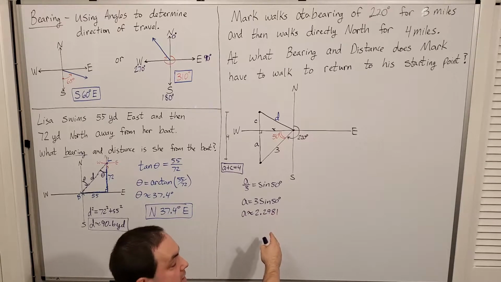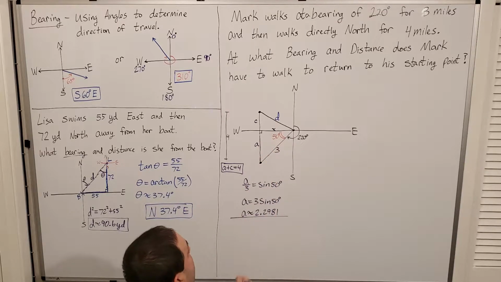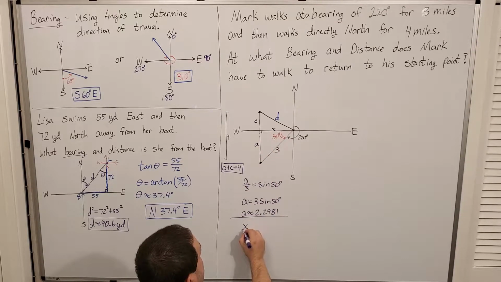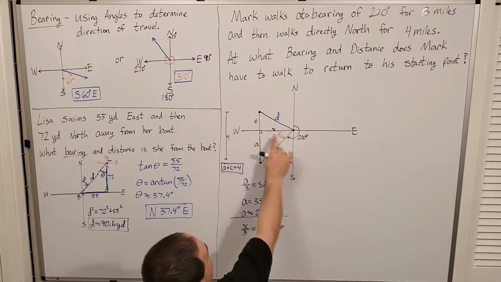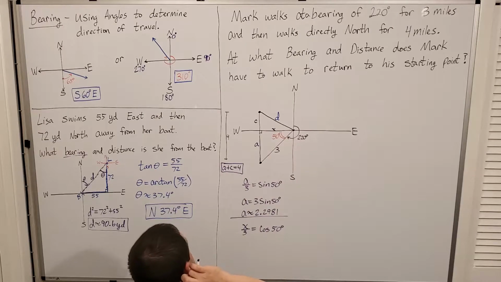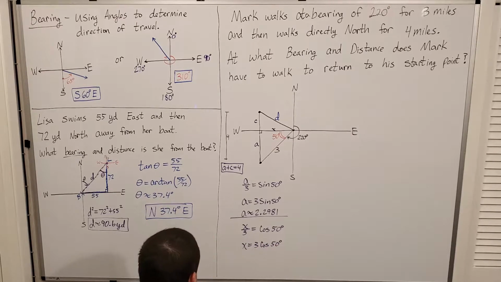Better to have more accuracy because that's not my final answer. Okay, also I can calculate X. X over 3 is cosine of 50 degrees because that's adjacent over hypotenuse. Okay, so I multiply by 3 and X is going to be 3 cosine of 50 degrees. Well, let's see, what's that?